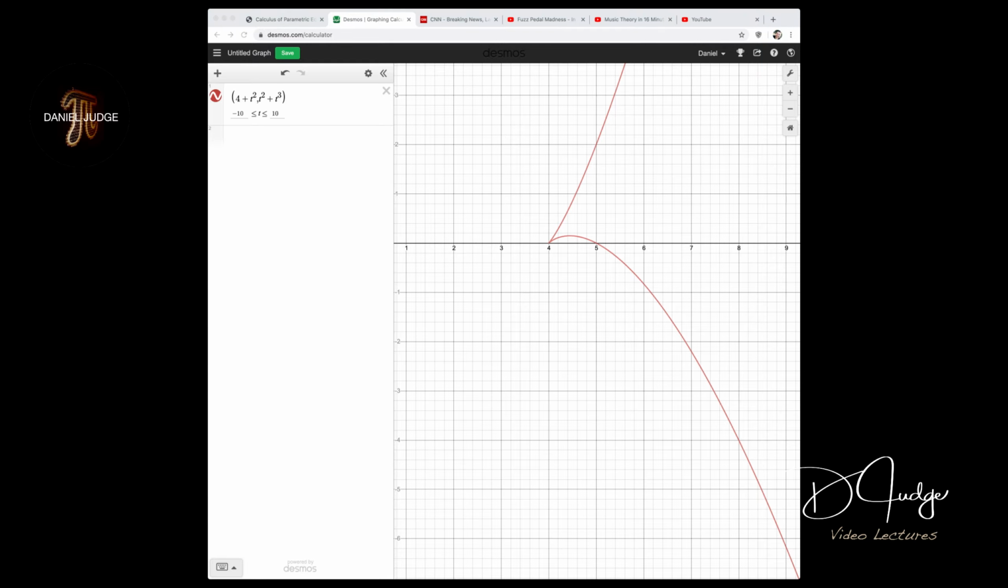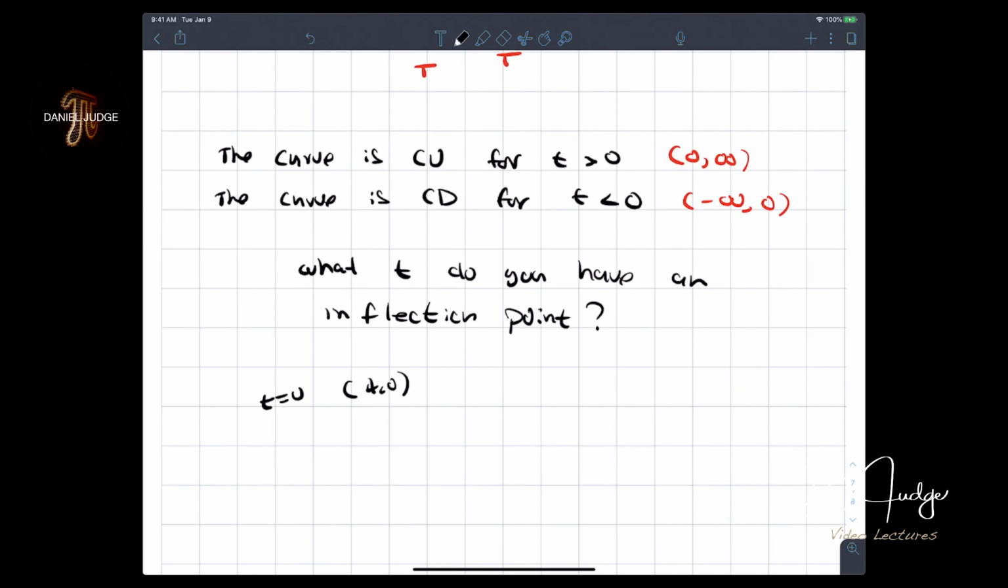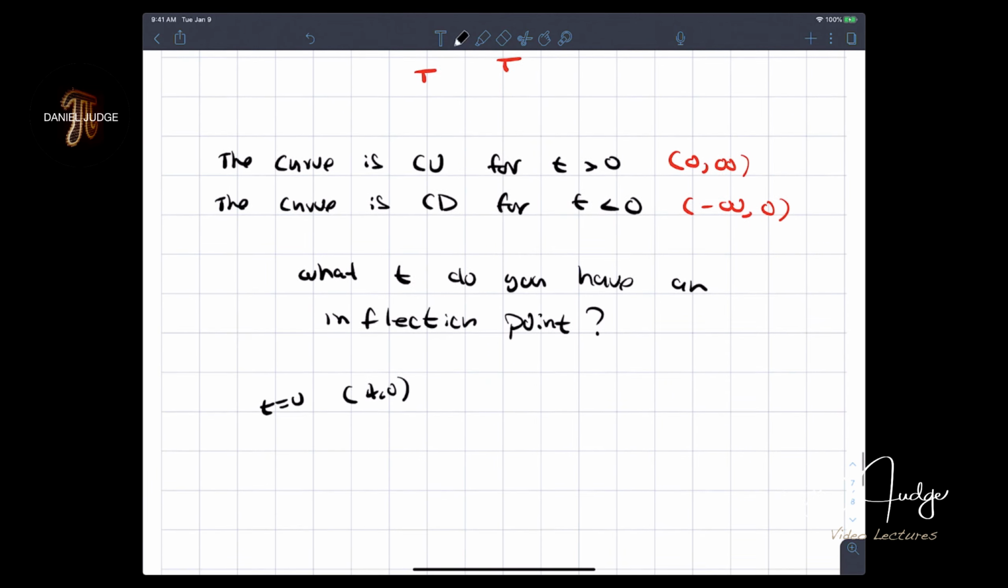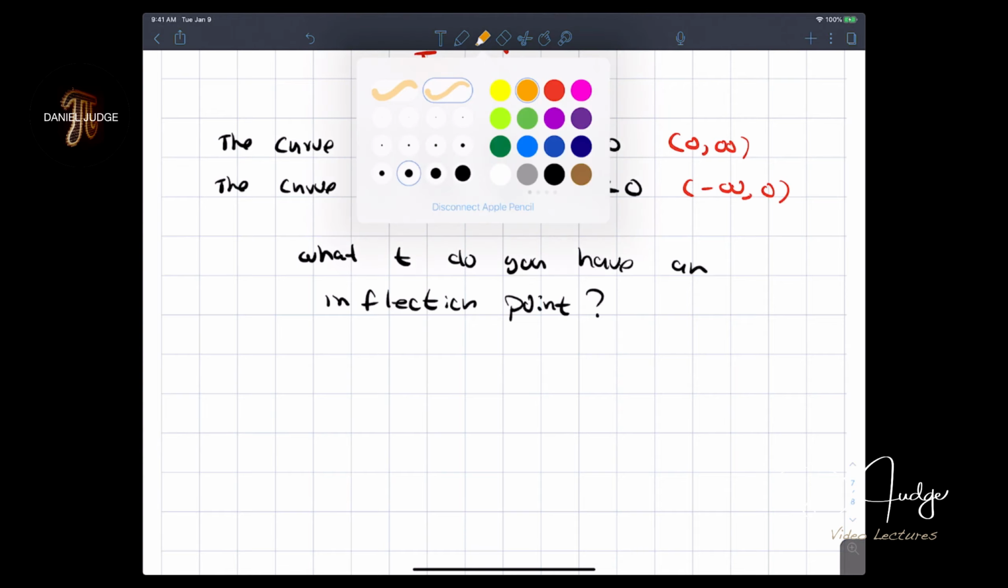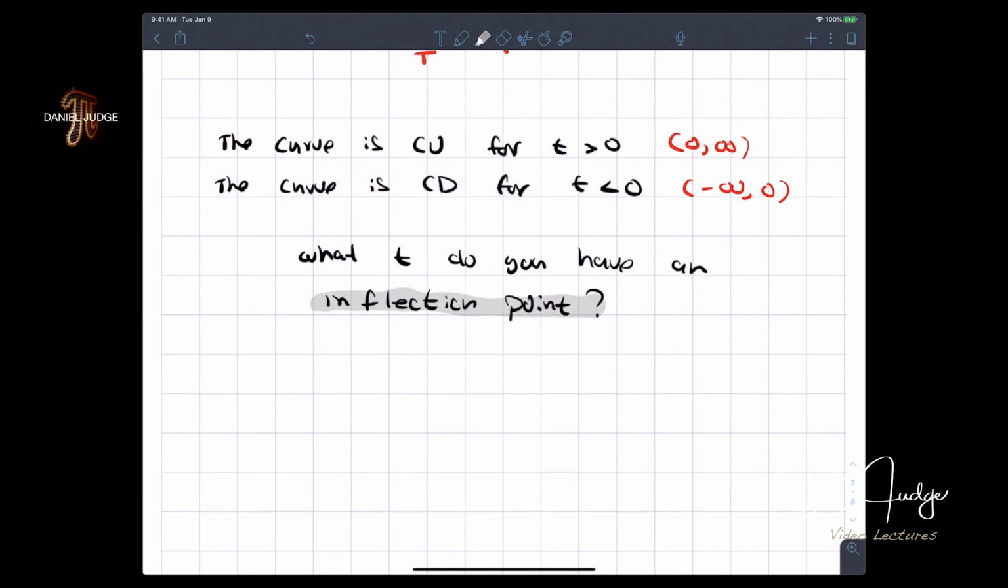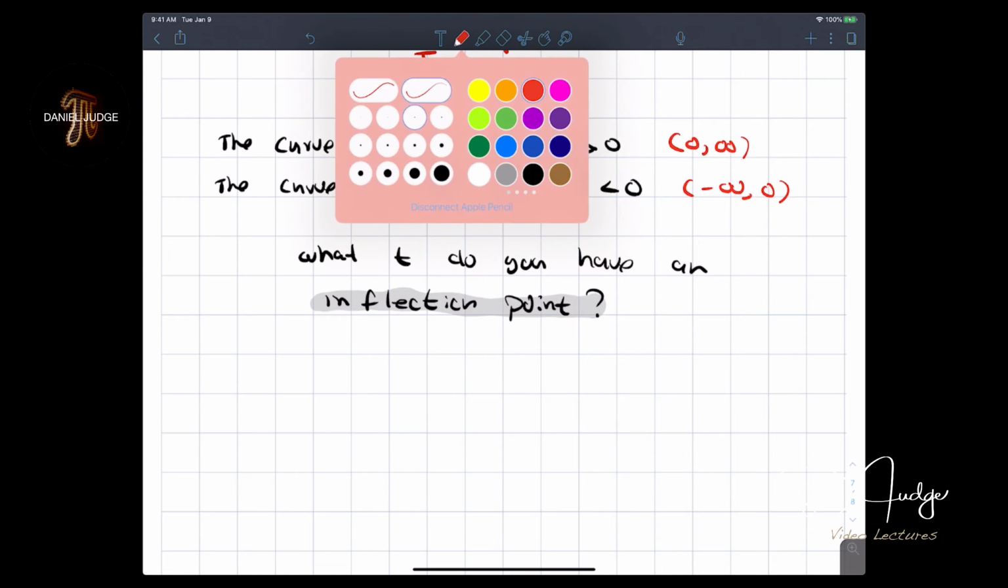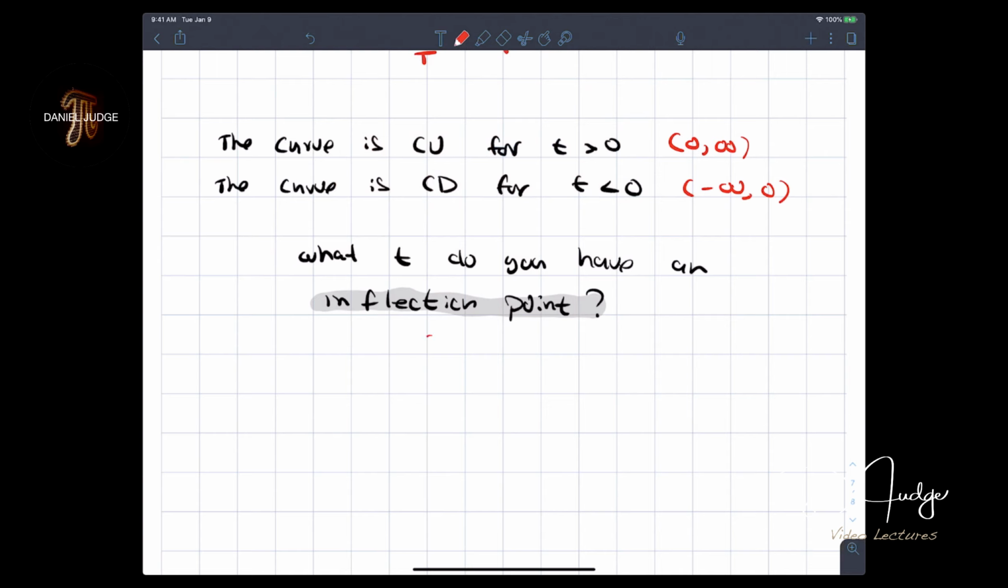In order to have an inflection point, ladies and gentlemen, here's what you never want to forget. You're talking about an inflection point. That point, I'm going to write it in red, must be on your curve. An inflection point is a point that's on the curve.